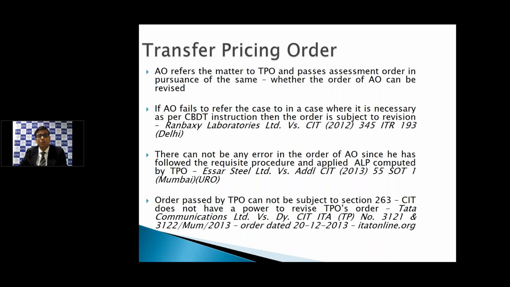Another aspect could be, suppose the AO fails to refer the case where it is necessary as per CBDT instruction, whether the order can be held to be erroneous. In Ranbaxy Laboratories, 345 ITR 193, Delhi High Court held that if there is a CBDT instruction, the case falls into that particular parameter, but the AO fails to refer, then that order is subject to revision. And in fact, the third limb of Explanation 2, which has been inserted, categorically says that if the order is not passed in accordance with any instruction of CBDT, that order is erroneous in nature.